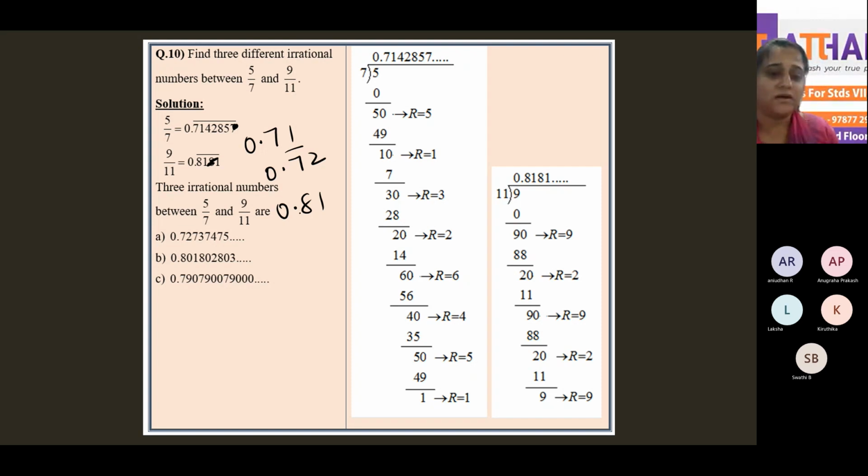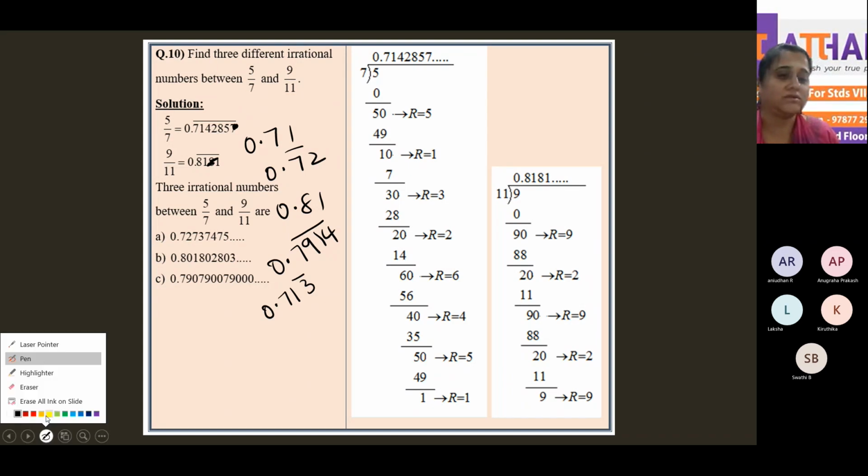So you can also write 0.7914 and you can just put a bar like this. Or you can even write 0.79 something like 3 and the 3 alone recurring. So just be in the safe zone and write anything you want.